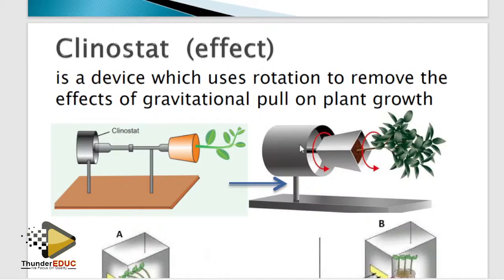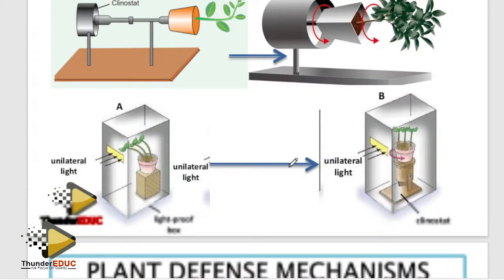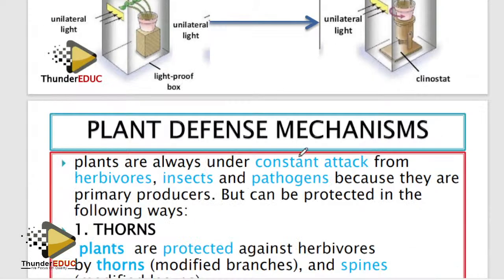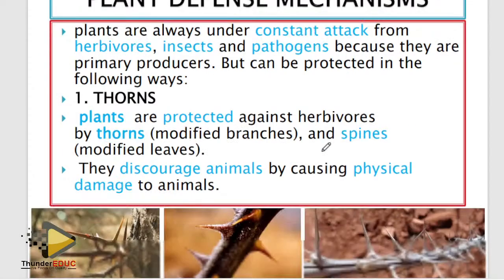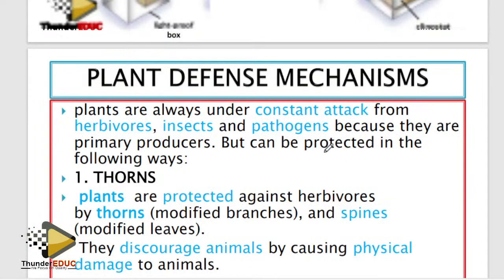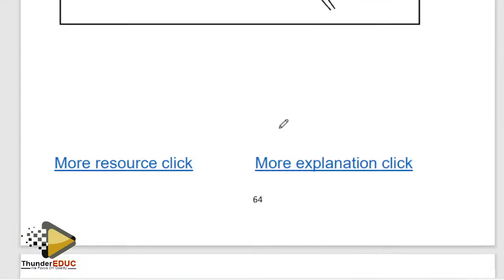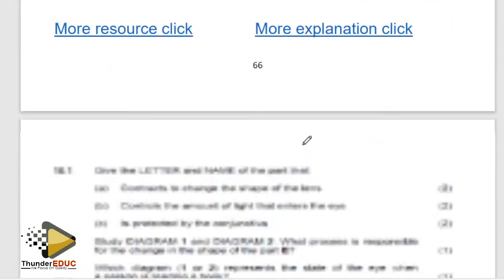A clinostat is an instrument which is used to remove the effect of gravity. So the plant will not bend, whether you turn it upside down or whatever, it will grow straight. Why? Because the effect of auxin due to gravity is being removed. Plant mechanisms. These are simple thorns. And I think you have the paper.